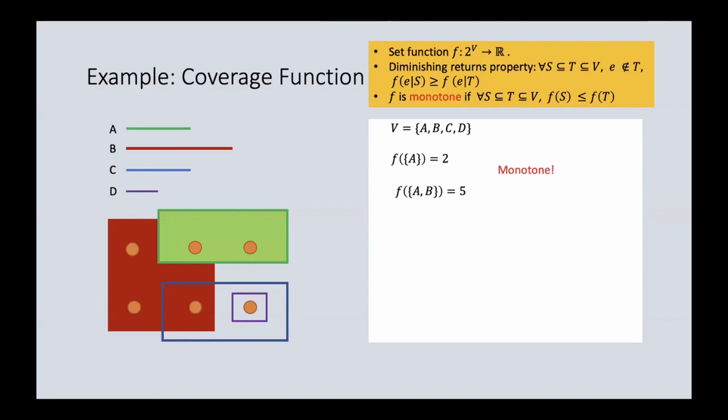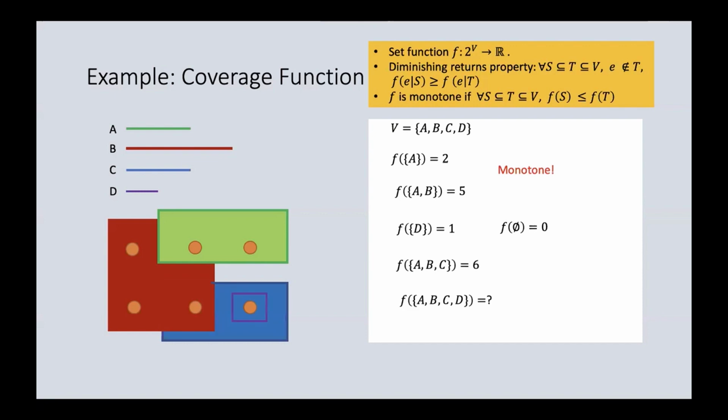And we can see that it's monotone over here because A is a subset of A comma B and its value is lower than the value of A comma B. Also, if you don't have any rectangles, then you don't cover any orange circles. That's why f of phi is 0, f of D is 1, f of ABC is 6, basically because we cover the entire space. f of ABCD is 6 again.